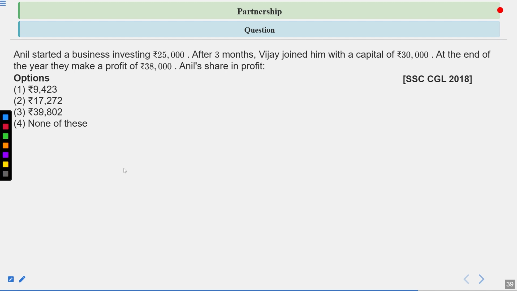Anil started a business and invested 25,000 rupees. After 3 months, Vijay joined him with a capital of 30,000 rupees. At the end of the year, they make a profit of 38,000 rupees. Anil's share in the profit? This question was asked in SSC CGL exam 2018. So there are four options. First one is 9,423 rupees. Second is 17,272 rupees. Third one is 39,802 rupees, and fourth one is none of these.